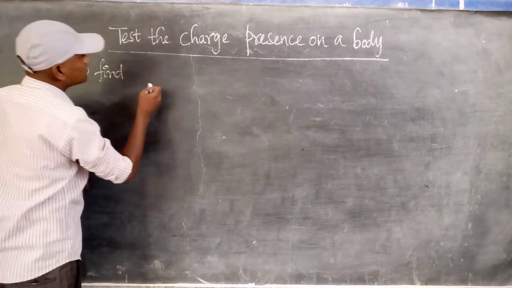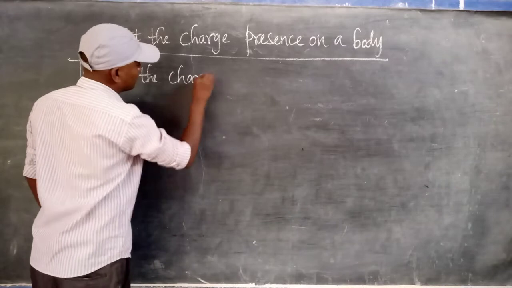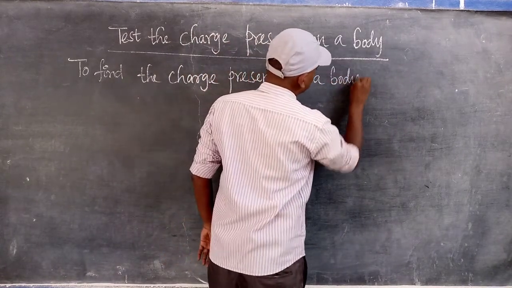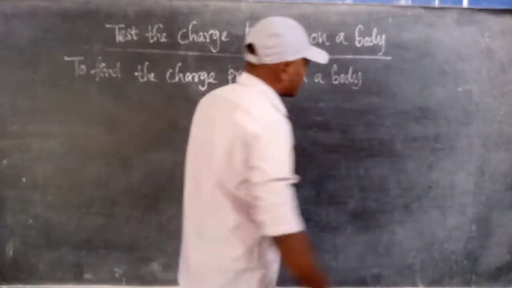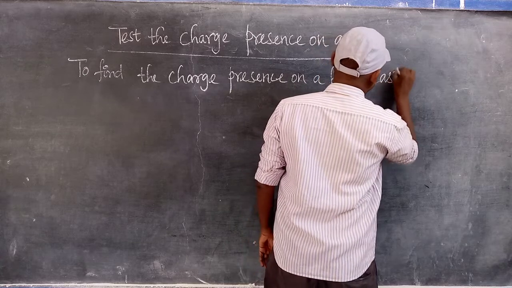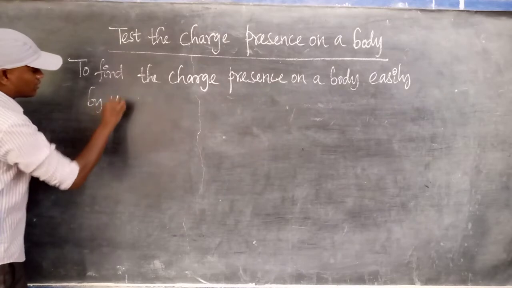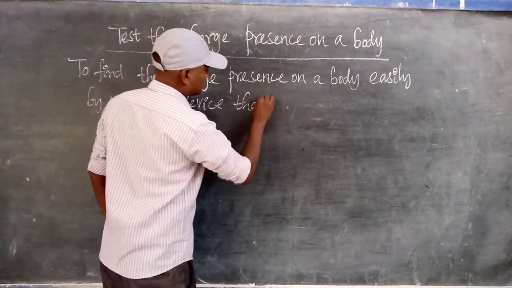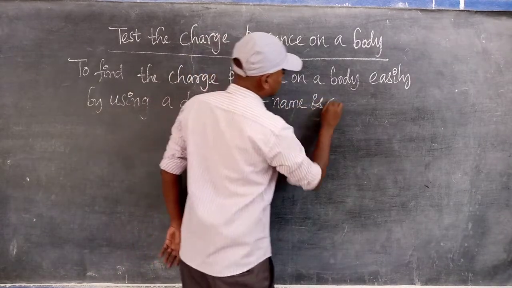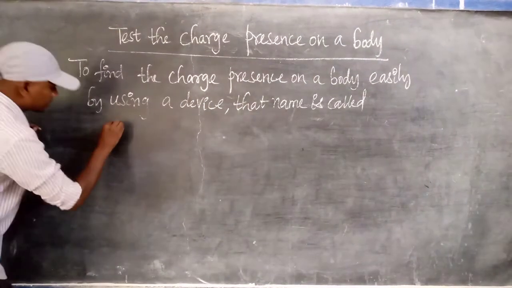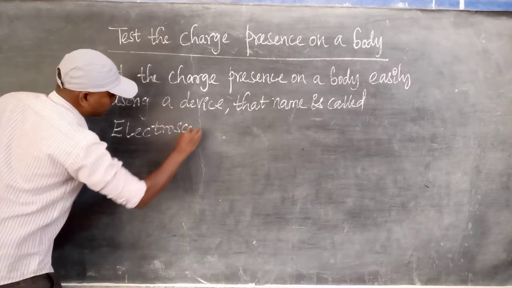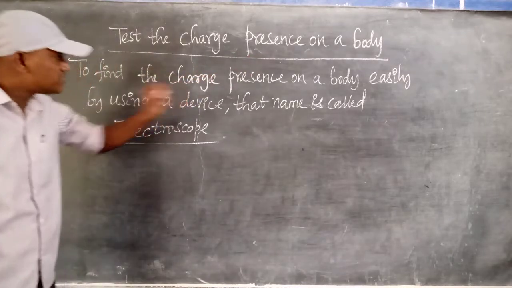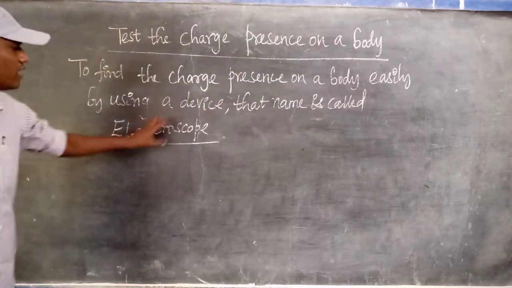To find the charge presence on a body easily, we use a device. The device name is called electroscope. So to find the charge presence on a body easily by using a device, the device name is called electroscope.